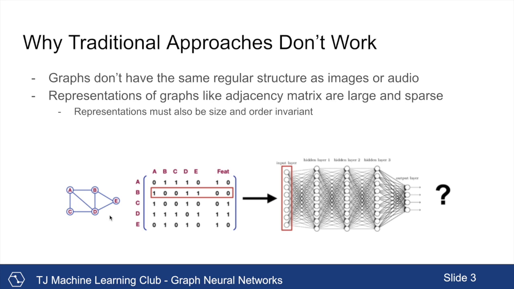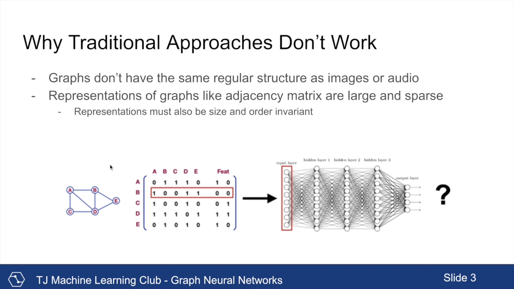So we want to generate these low dimensional embeddings for each node in our graph. How can we do that? And can we do that with traditional deep learning approaches? That's probably the first question to ask. Can we use the tools that we've already learned?